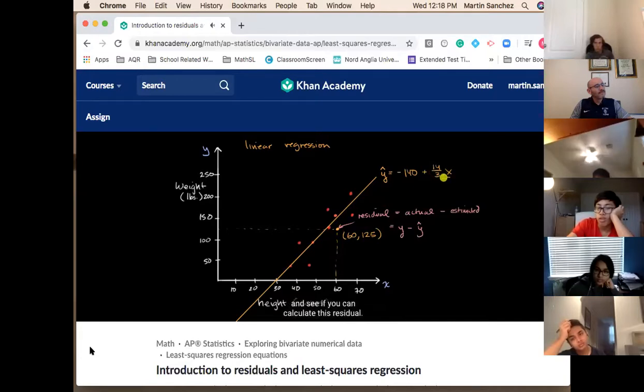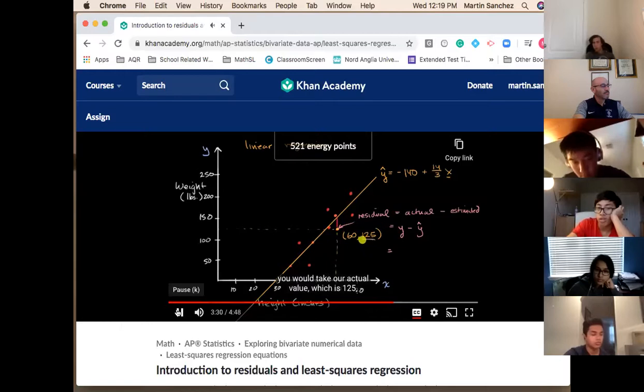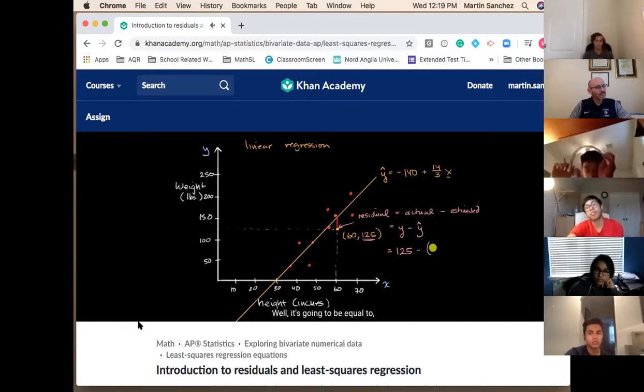So pause this video and see if you can calculate this residual. And you can visually imagine it as being this right over here. Well, to actually calculate the residual, you would take our actual value, which is 125, for that x value. Remember, we're calculating the residual for a point. So it's the actual y there, minus what would be the estimated y there for that x value. Well, we could just go to this equation and say, what would y hat be when x is equal to 60? Well, it's going to be equal to, let's see, we have negative 140 plus 14/3 times 60.